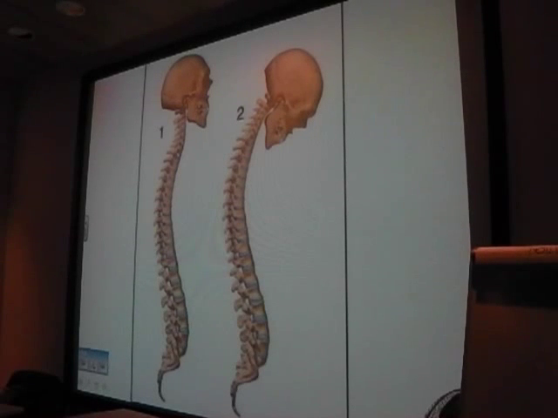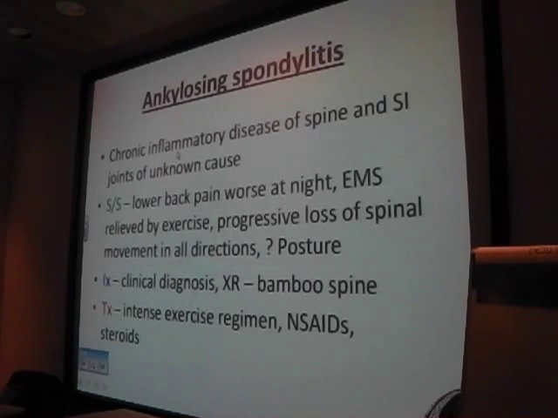Anyone know what this is representing? Yeah, and what's the posture called? Yeah. So it's a chronic inflammatory disease of the spine and SI joints. Lower back pain worse at night, early morning stiffness relieved by exercise, progressive loss of movement in all directions, and the question mark posture. It's a clinical diagnosis, that's the key point.